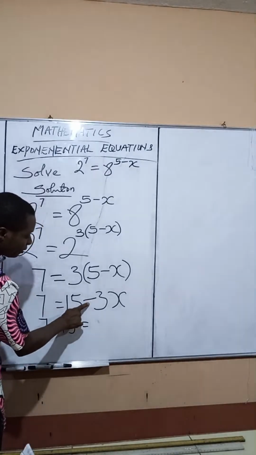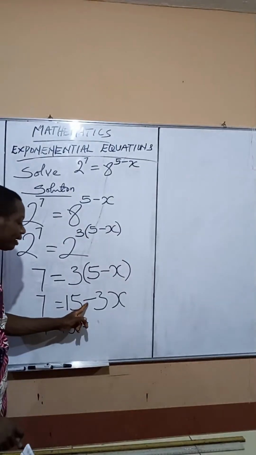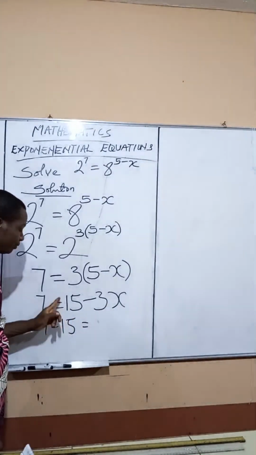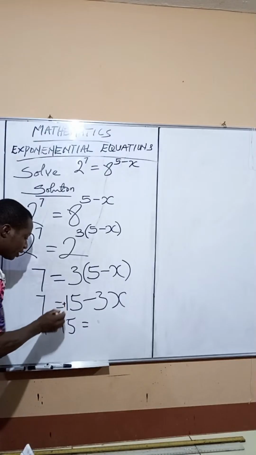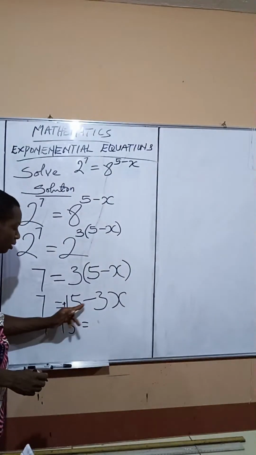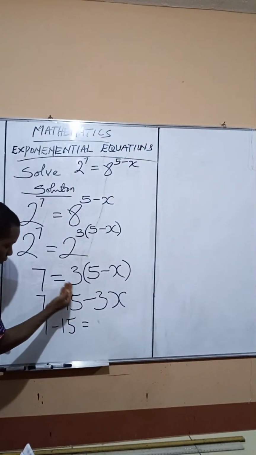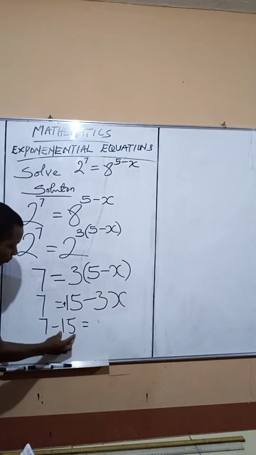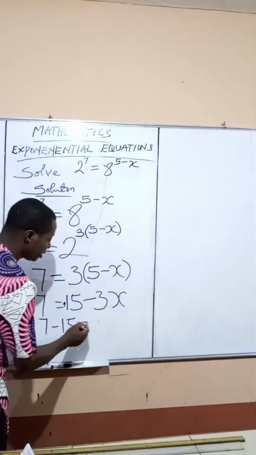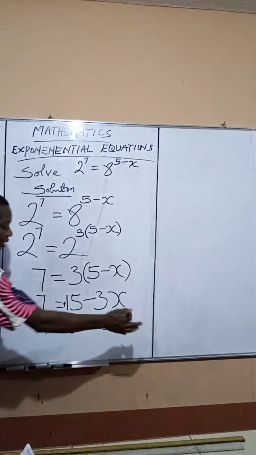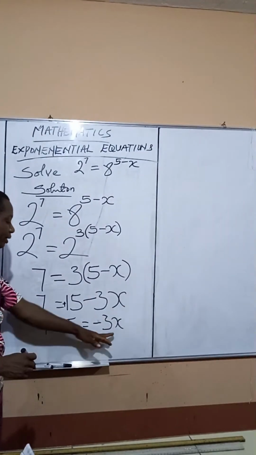Then we are now left with minus. This minus, please, belongs to 3x. It does not belong to 15. 15 is actually plus, it is not minus. Please take note. So when plus 15 is crossing to this side, it changes to minus 15. Then we are left with minus 3x at the right hand side.